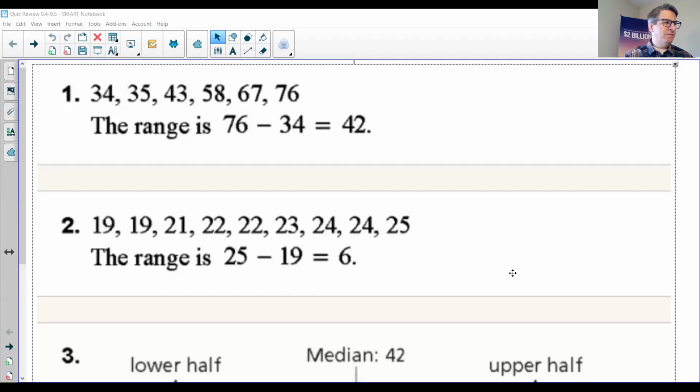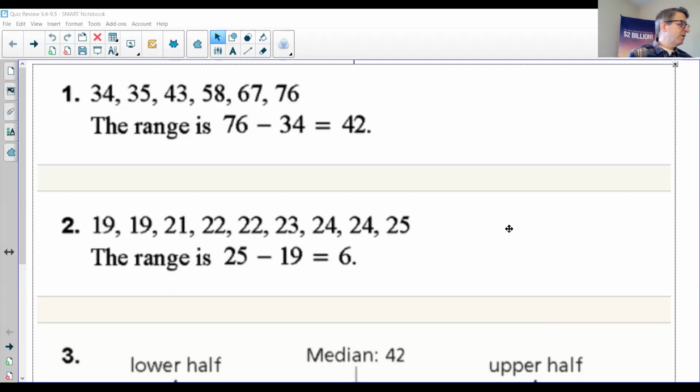So what that means is we're going to take a look at the answers for the quiz 9.4 and 9.5, the quiz review. I attached this as a PDF, so you should have it, and it looks just like your book. It's from the book, back when we were in school.